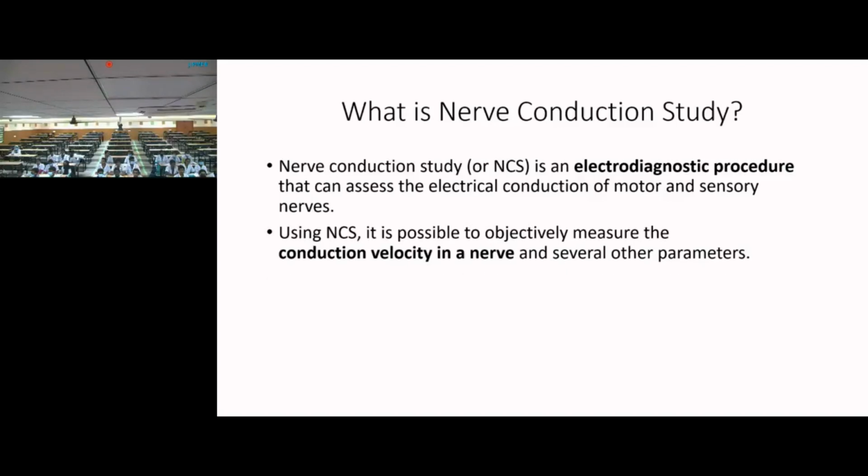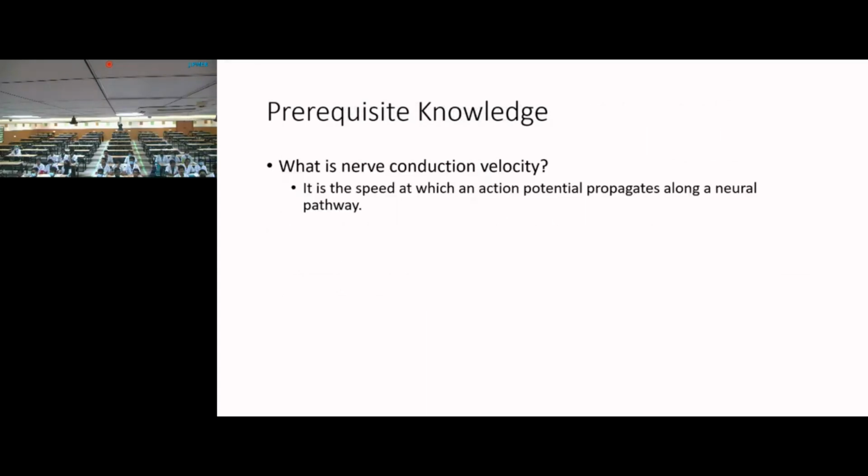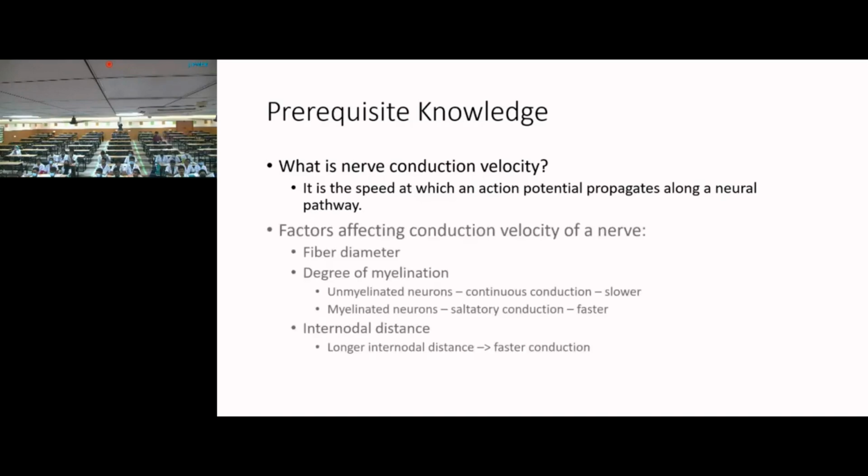So what is this nerve conduction velocity? The speed at which this action potential is going to propagate along a neural pathway is your nerve conduction velocity. So by this study, we are trying to measure the nerve conduction velocity. Fine? So what are the factors which are going to affect your conduction velocity?